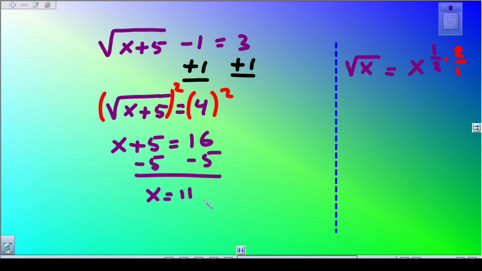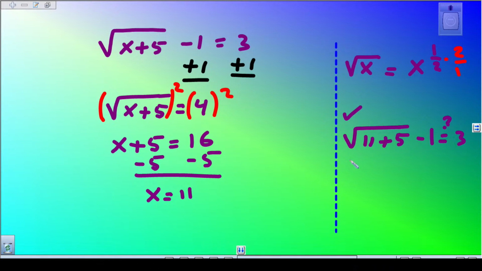I'm going to subtract 5 from both sides, and that should give me x equals 11. Now I'm not 100% sure yet that this is the solution until I check it. So I'll go here and check my solution. Let's see, I'm going to put 11 plus 5 under the square root, minus 1. I want to see if that is equal to, with a question mark here, 3.